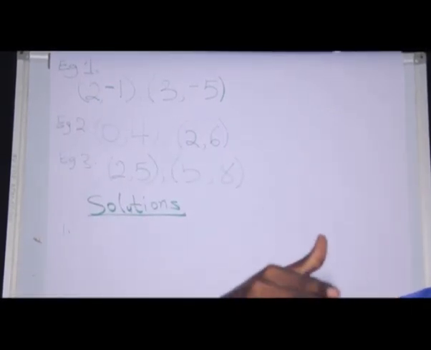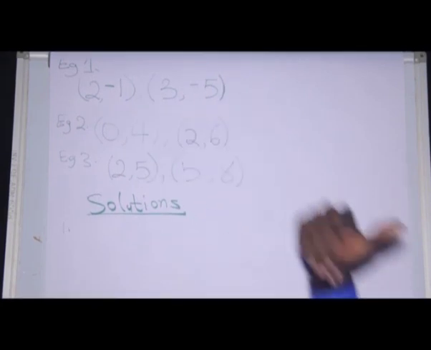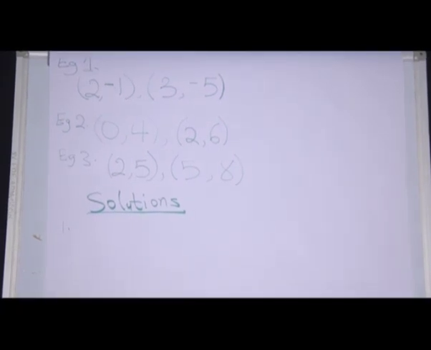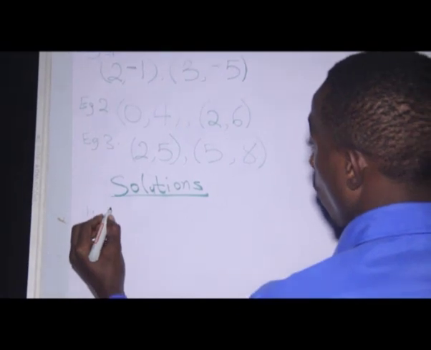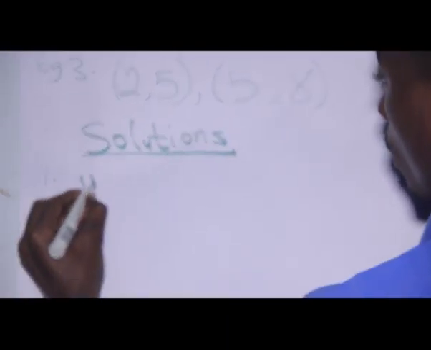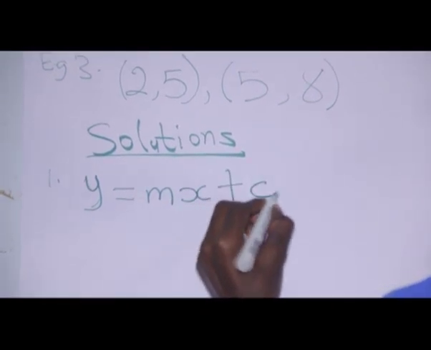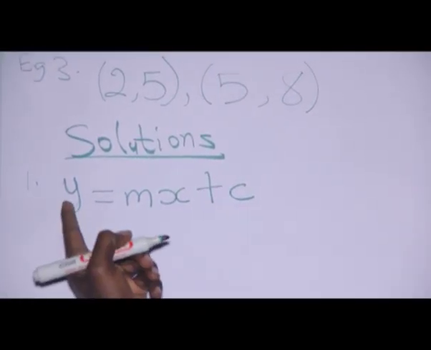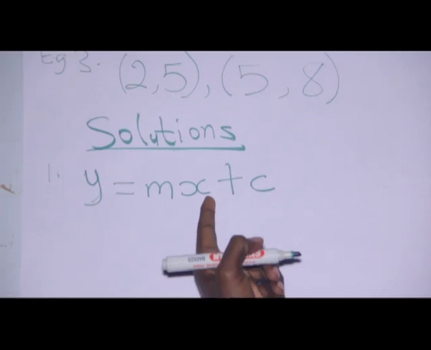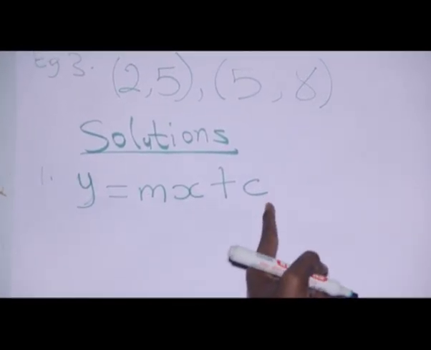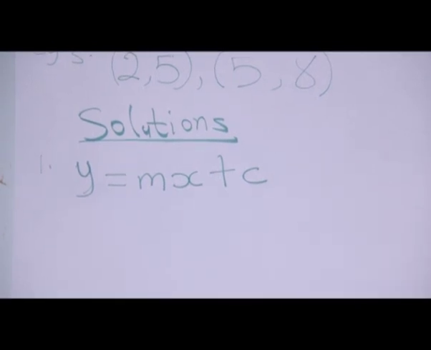Even the y's are different. I have -1 and -5. So what do I do in this case? I get back to the general formula of a line. And we know that the general formula of a line is given by y is equal to mx plus c, where y is the y coordinate, x gives us the x coordinate, m is the gradient, and c is the y-intercept.